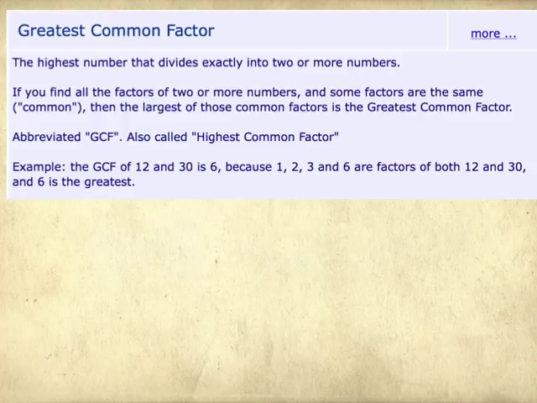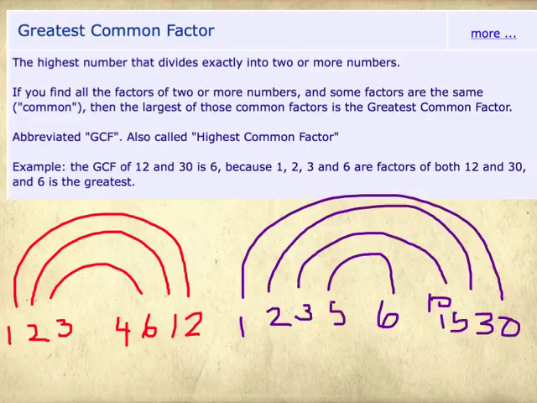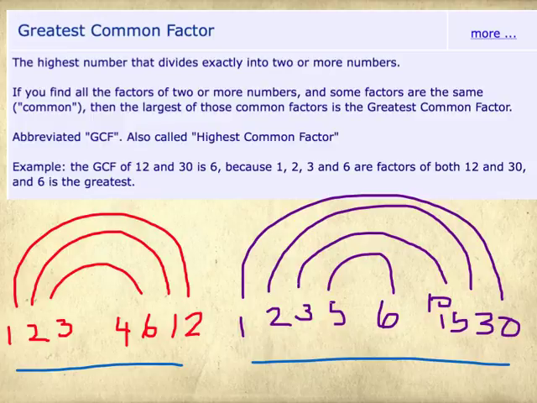So here's an example. If we have 12 and 30, we do a factor tree for them. So here's a factor tree or factor rainbow for both of those numbers. What I want to do to find the highest common factor is take a look and find out what number shows in these and is the highest. So the biggest one obviously is 30, but I don't have that here. Then I have 15, no 15 over here. 10, there's no 10 over here. 6, here we go. So the greatest common factor, the number that is a factor of both 12 and 30 and is the biggest, is 6.